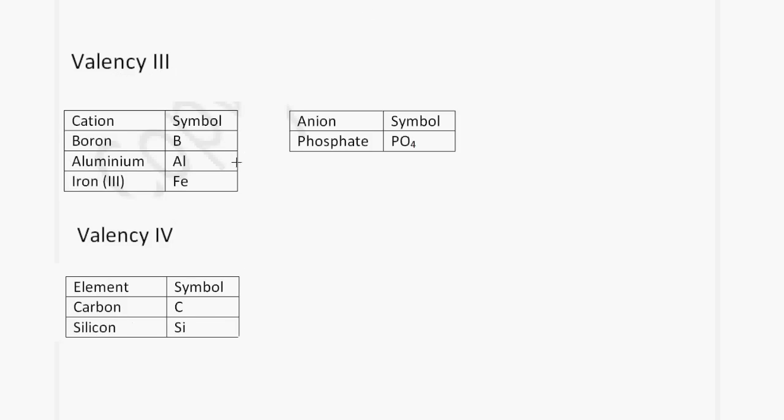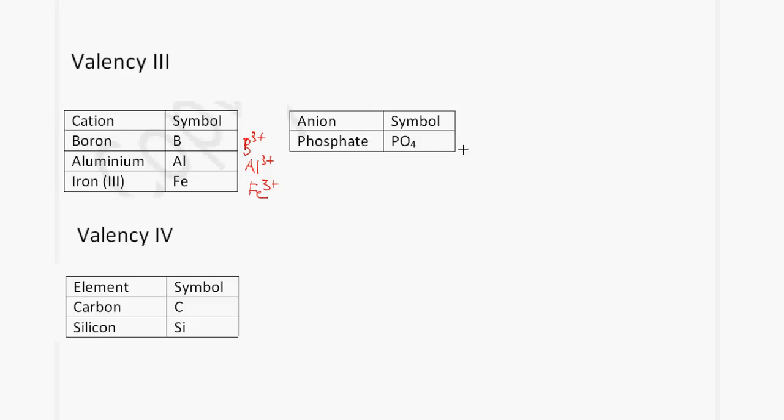Okay, in the case of a valency of 3, we have boron, and the symbol is B. We have aluminium, the symbol is Al. We have iron 3, and the symbol is Fe. And because they are cations, we write boron as B3 plus. Aluminium is Al3 plus, and iron is Fe3 plus.